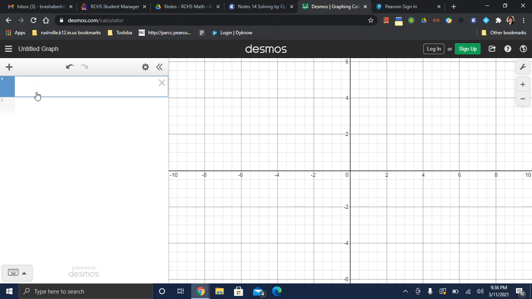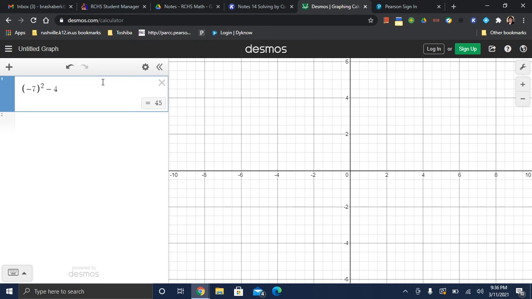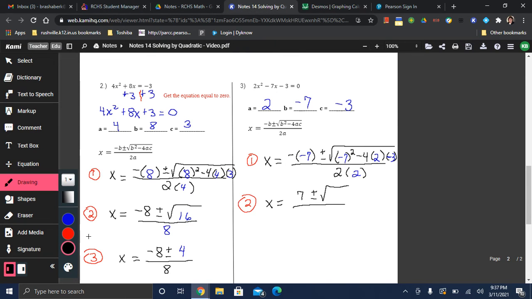So that would be parentheses, negative 7. You must have these parentheses. Shift and 6 will square it, and then it's minus 4 times 2 times negative 3. So a parentheses for the 2 and a parentheses for the negative 3. Now this time it tells me that my answer is 73. So inside my square root, I'll have 73. Then my denominator is a 4.